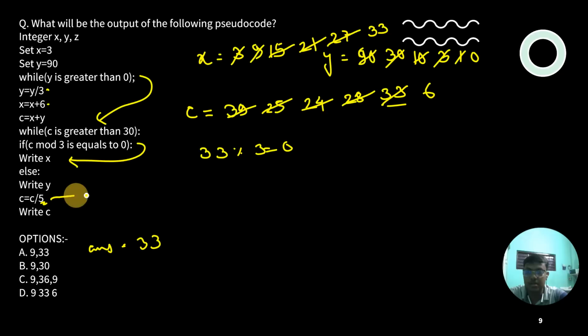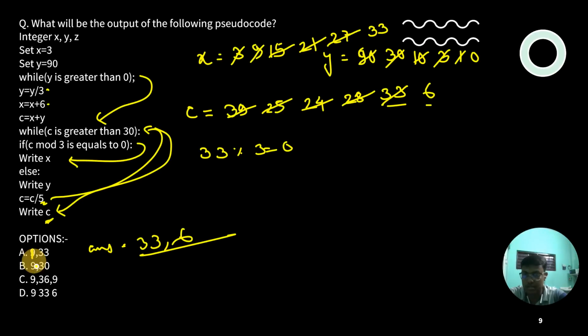Now we again move to the while condition. We check if C is greater than 30. No, C is 6, which is not greater than 30. So we move out of the while loop and write the value of C, that is 6. So our correct answer would be 33 comma 6. So the option, I think this 9 portion is written extra. So if we remove this, option D is the correct option.